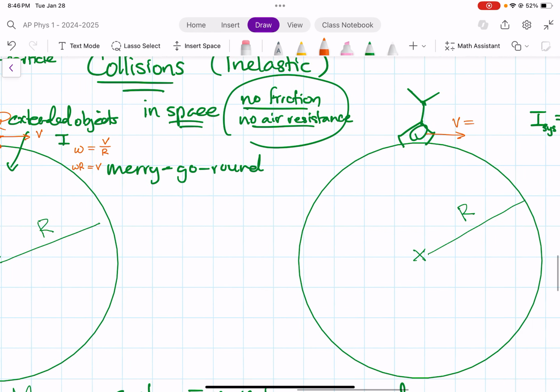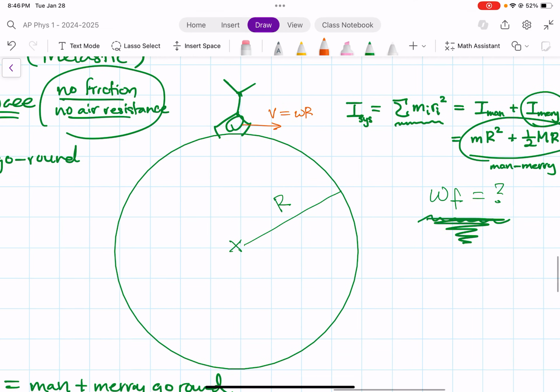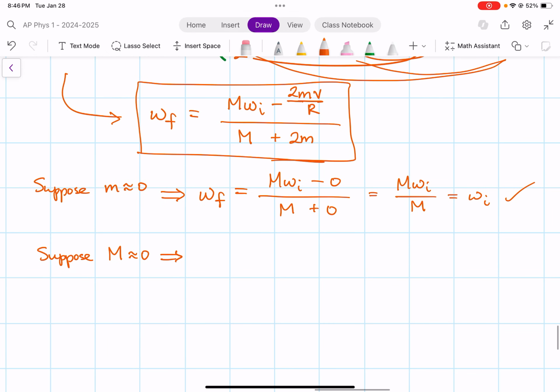All right, so let's just see if this matches our intuition. Omega times r. So go all the way down here. If the mass of the merry-go-round is approximately 0, what is the final angular speed of this thing? We get 0 minus 2 little m v over capital R, over 0 plus 2 little m.